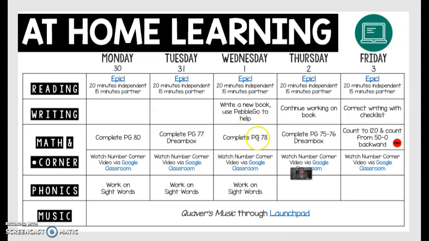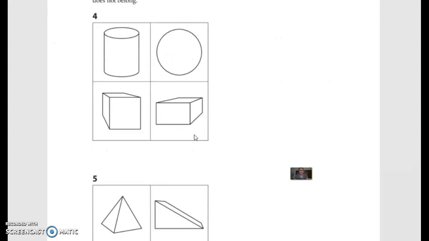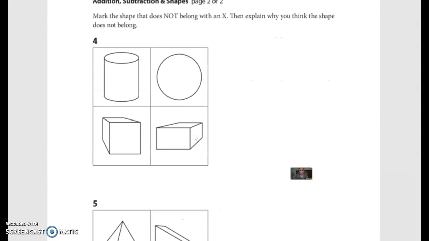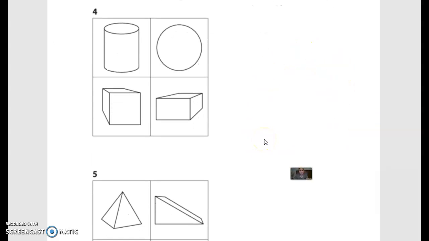Back to our schedule. Page 78 in your packet. Here is page 78. Very simple. Mark the shape that does not belong with an X, then explain why you think that shape does not belong. So which shape out of these 4 shapes does not belong in this collection? You're going to cross out which one you think it is, and then you're going to write in this blank space right here why that one does not belong. Make sure you use a complete sentence with a capital letter at the beginning and a period at the end.